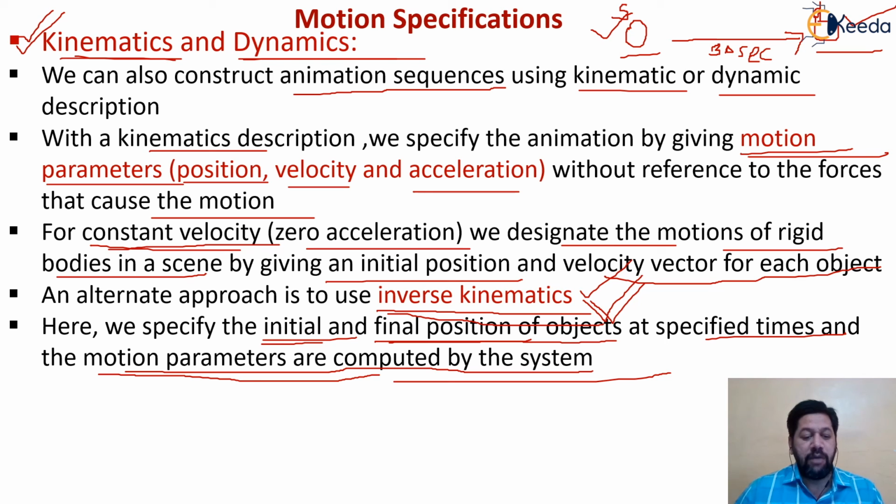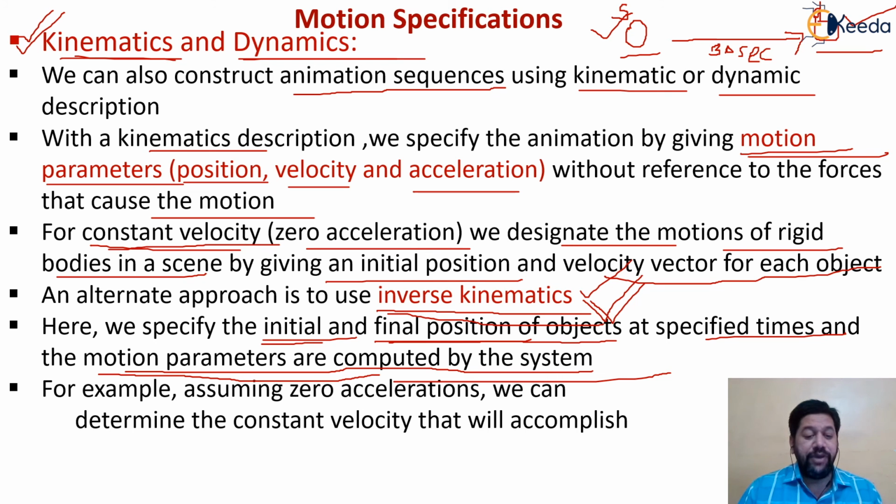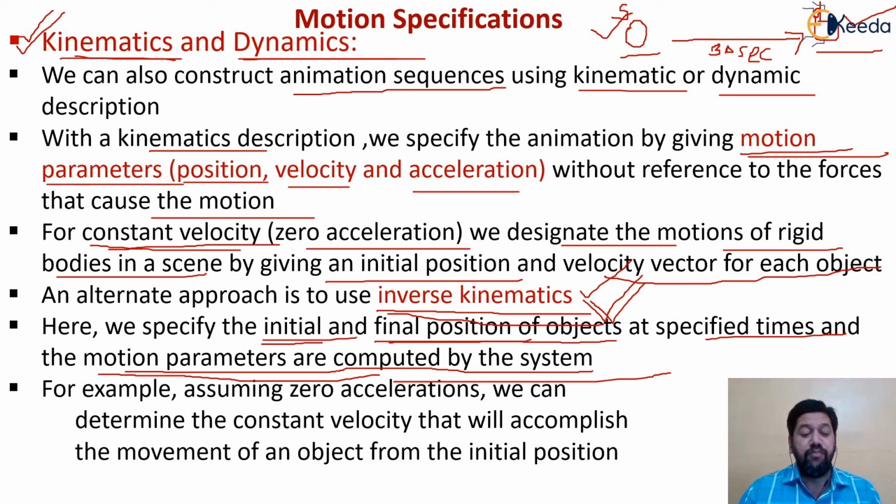So that is what we have discussed here. Now, for example, assuming zero acceleration, we can determine the constant velocity that will accomplish the movement of an object from the initial position.